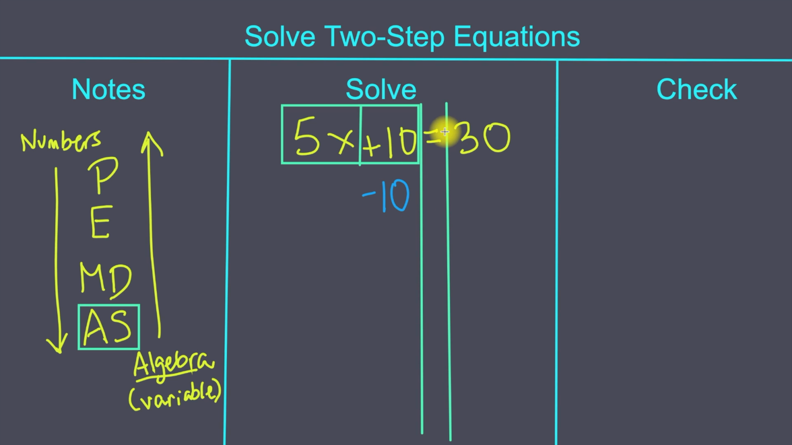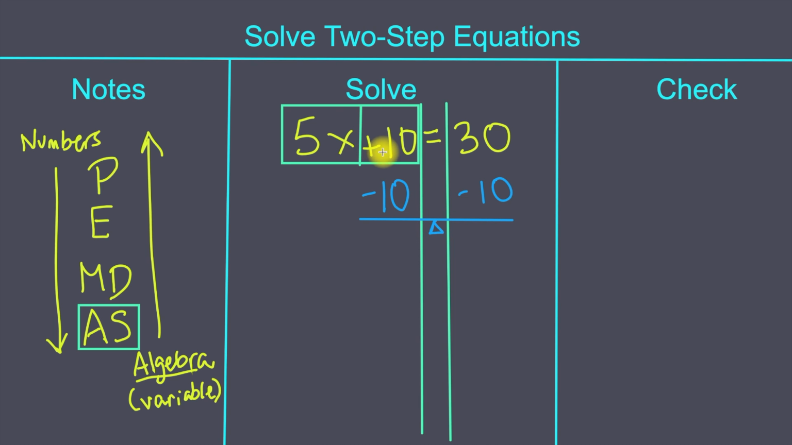And then remember, because it's an equation, I have to balance the equation. And that means I've got to draw a line across, kind of like a scale, that I have to balance. So I've got minus 10 on this side, I also have to put minus 10 on this side. So let's do that. So now we've got minus 10 on the left and minus 10 on the right. So we balanced the equation.